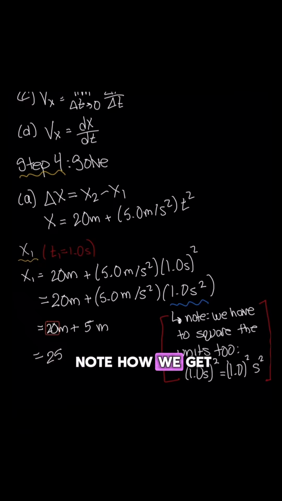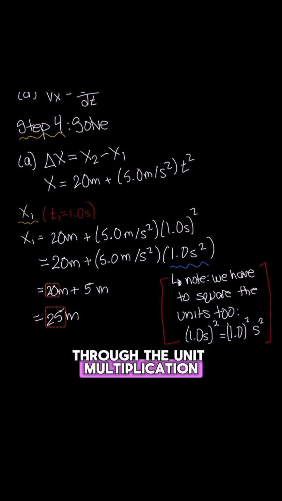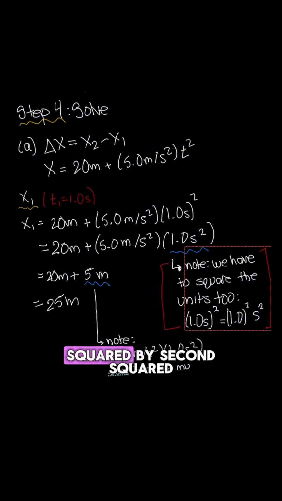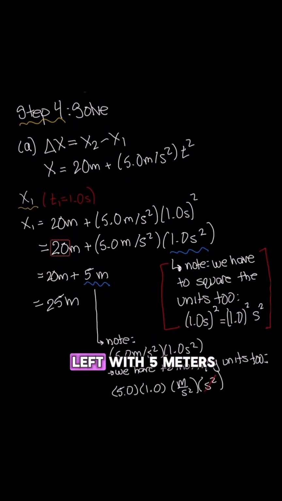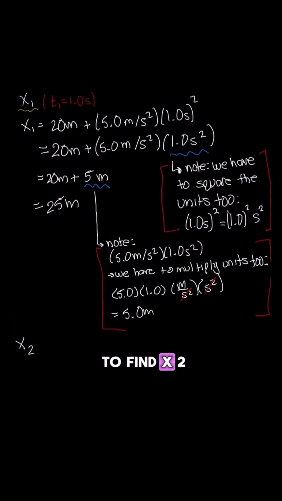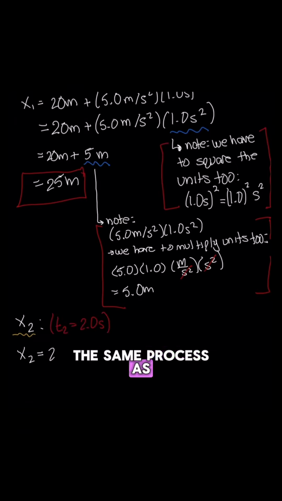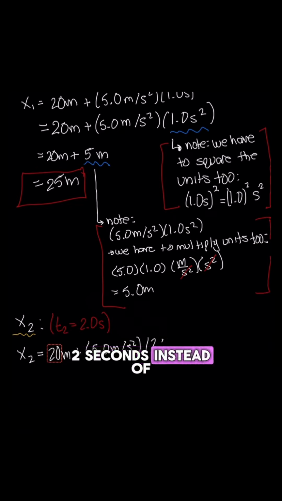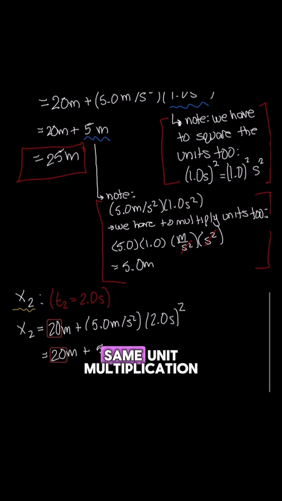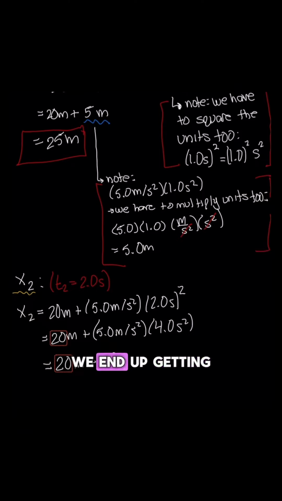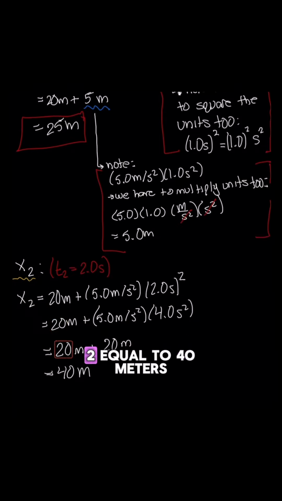And I just want to note how we get just 5 meters through the unit multiplication. You have to make sure that we're multiplying the units as well. And so when we multiply meters per second squared by second squared, the second squareds cancel, and we're just left with 5 meters. Then we also have to find x2, which happens at t2 equals 2 seconds. So we just follow the same process as x1, except we're plugging in 2 seconds instead of 1 second for the time. And we do the same unit multiplication. Thus, when we do 5 meters per second squared times 4.0 seconds squared, we end up getting just meters. And we get the final answer for x2 equal to 40 meters.